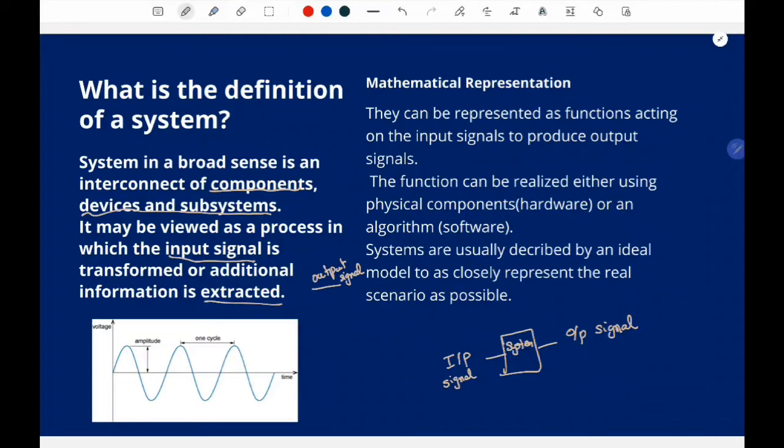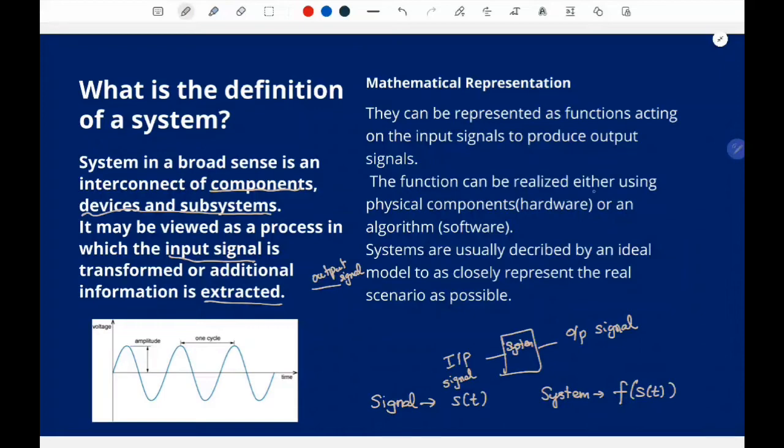And mathematically, how do you represent it? They can be represented as functions acting on input signals to produce output signals. So previously we saw that a signal itself is a function of an independent variable. Let's say S of t, right? S is the signal and t is some independent variable. Let's call it time. And what is a system now? A system is nothing but a function on this signal itself, right? So that is the mathematical representation.